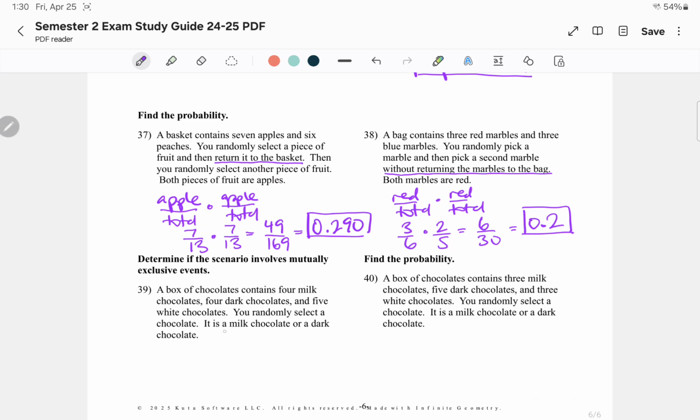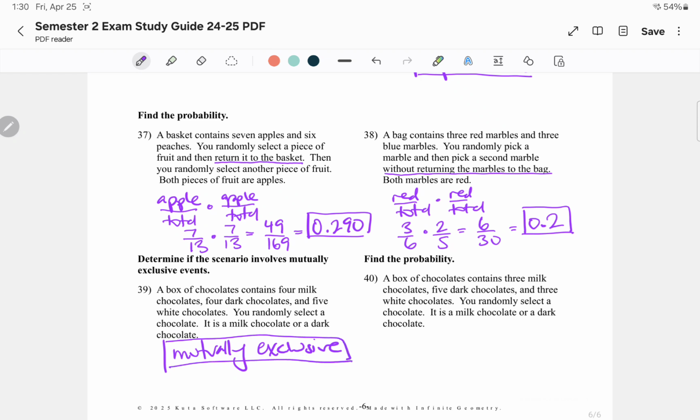If it's a milk or dark, can those be the same thing? Is there any sort of overlapping? No, they're completely separate. It's either milk or it's either dark. That's it. So that would make it mutually exclusive because they are totally separate.